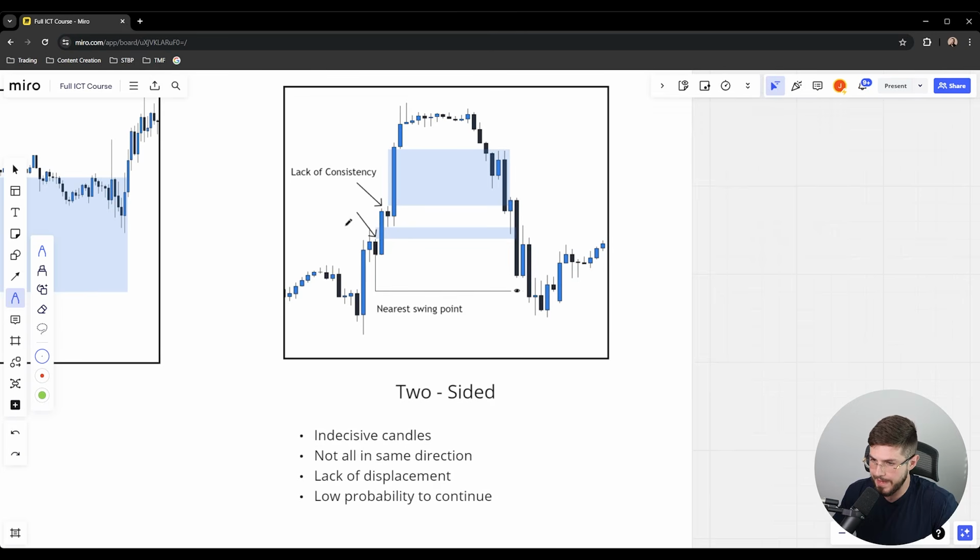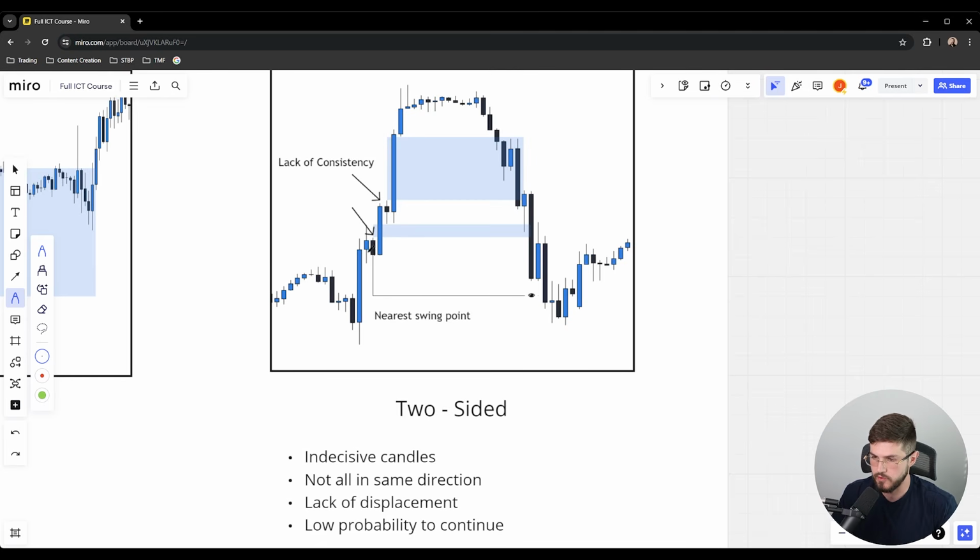Let's talk about a lack of consistency, or two-sided gaps. They're going to be indecisive candles, meaning they might have some up close and some down close. This is showing a lack of displacement, so the market is kind of just inching. And even though there's a fair value gap, it's not really confident in its direction, right? The market isn't really pushing. It's not that one-sided displacement you want to see when the market is high probability and moving in one direction.